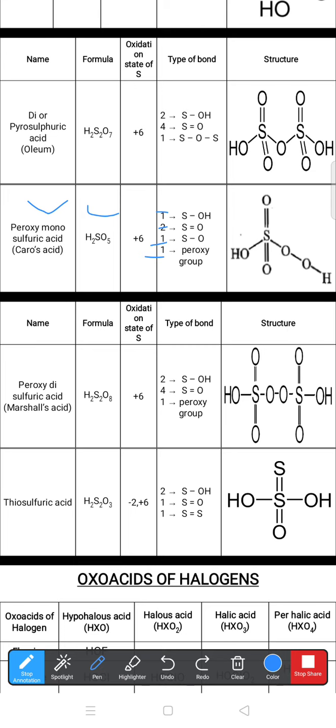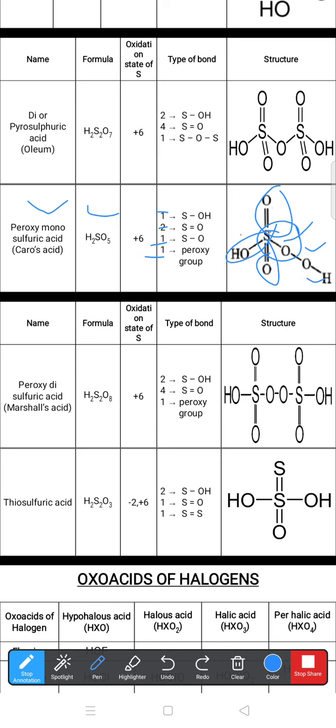So here, one bond between sulfur and OH. Two bonds between sulfur and double-bonded oxygen, this top one and the bottom one. Later on, one bond between sulfur and a single oxygen, and one bond with the peroxy group. So this OOH is the peroxy group which can be bonded with the sulfur. In this way we can count and tally also.